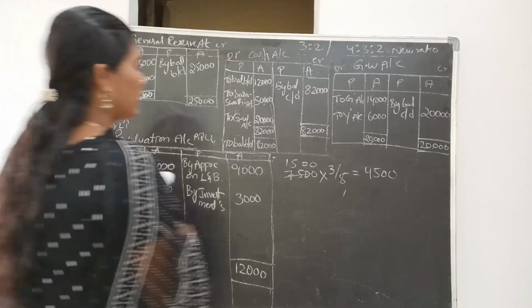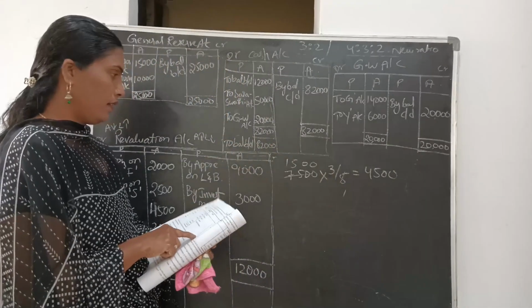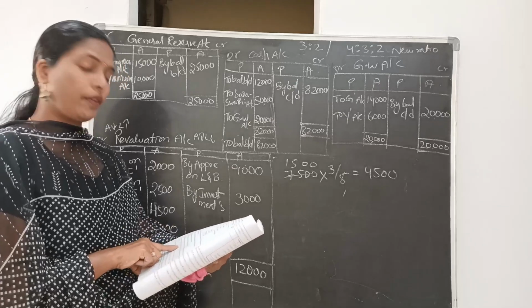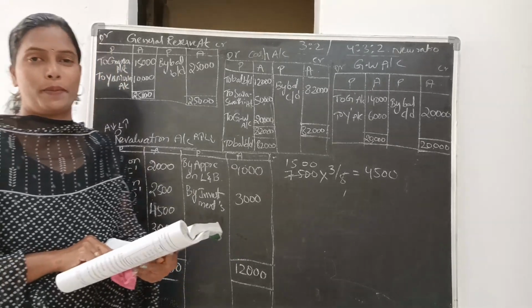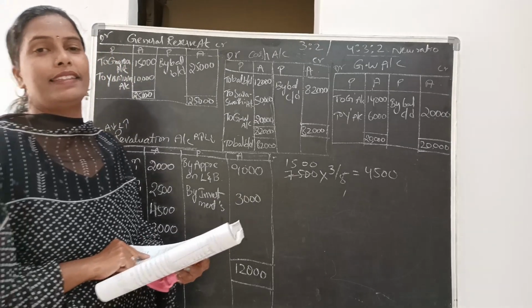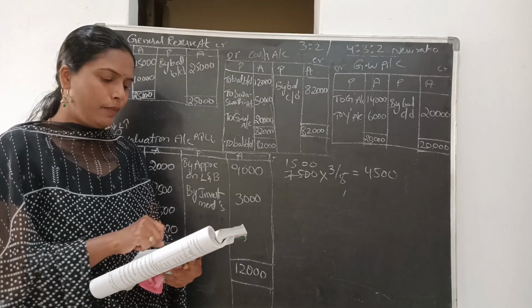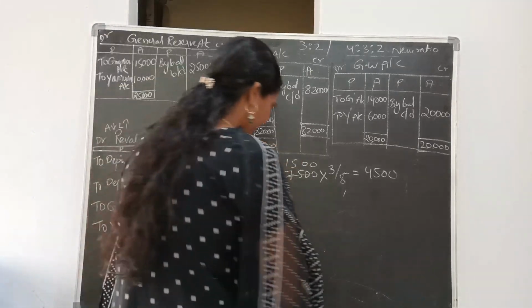Now this account is finished. So now we are going to prepare the capital accounts of Ganga, Yamuna, and Saraswati.